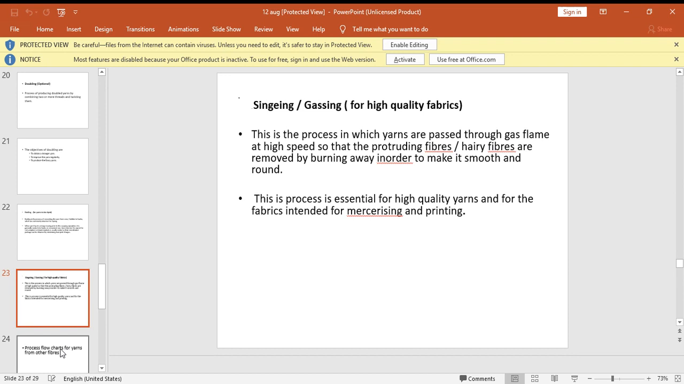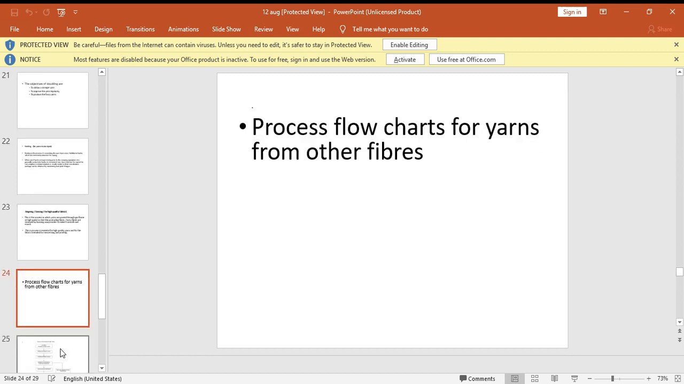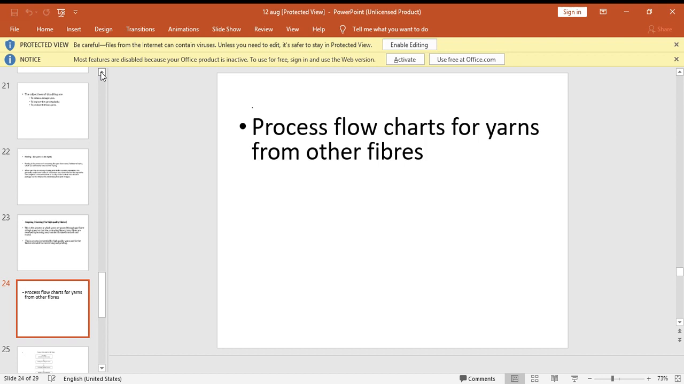And then, singeing and gassing for high quality fabrics. This is a process in which the yarns are passed through a gas flame at high speed so that the protruding or hairy fibers are removed by burning away in order to make the yarn smooth and round. This process is essential for high quality yarns and for the fabrics intended for mercerizing and printing. These are the post spinning processes: winding, doubling, and reeling.